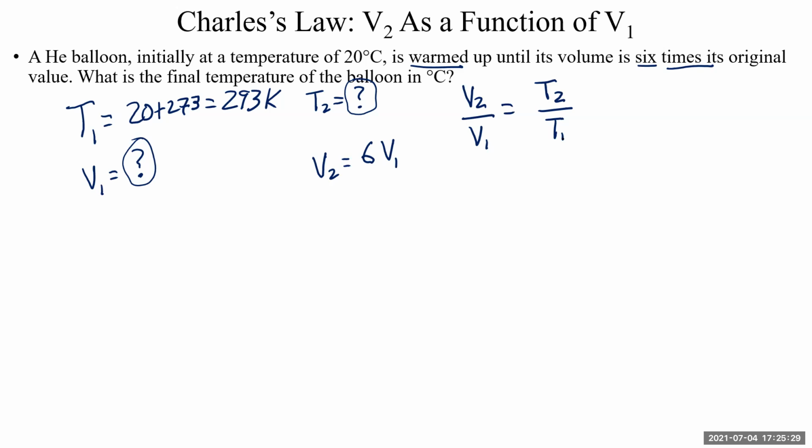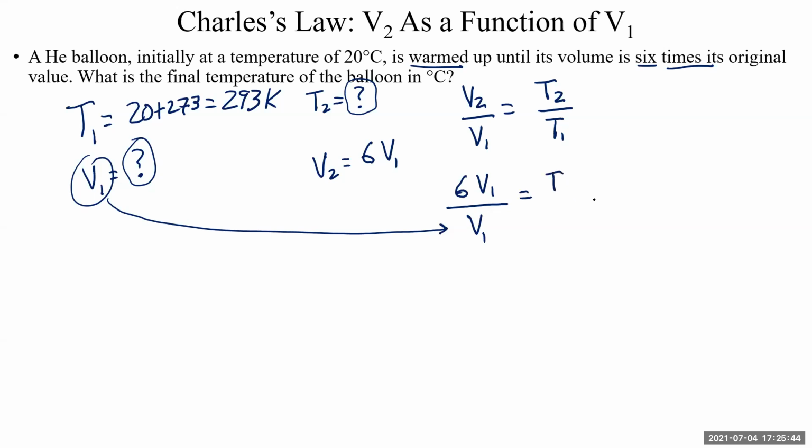V2 is equal to 6 times V1. Now let's plug in our V1. We don't have any numbers, so I'm just going to write V1. See what's going on? Then we have T2, which again, I have no idea what T2 is yet because I'm supposed to figure it out. And then T1 is 293 kelvins. Now we simplify.